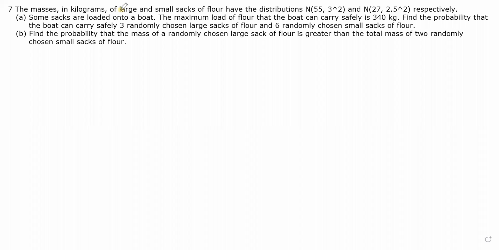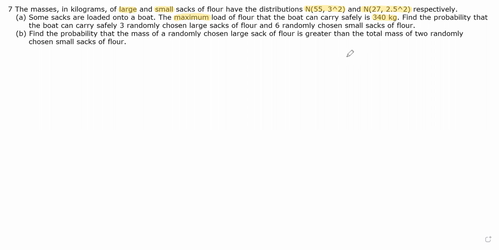The mass of large sacs is normally distributed with a mean of 55 and a variance of 9. And the mass of small sacs is also normally distributed with a mean of 27 and a variance of 2.5 squared. Now, some of them are loaded onto a boat. The maximum load is 340 kilograms.